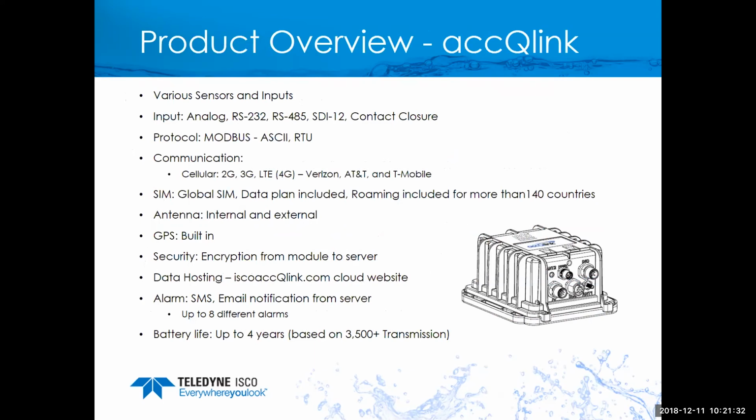The communication: AT&T, T-Mobile, Verizon, it automatically will switch between which has the best service in that area. We have the global SIM, and the data plan is included in a subscription plan to the website and to the data plan. It's all one cost per year. Internal and or external antenna. The data hosting, again, is on the website. Email notifications come from the server, and also the text messages, SMSs as well. Battery life is approximately 4 years based off of which sensors you're using and the transmission and recording interval.